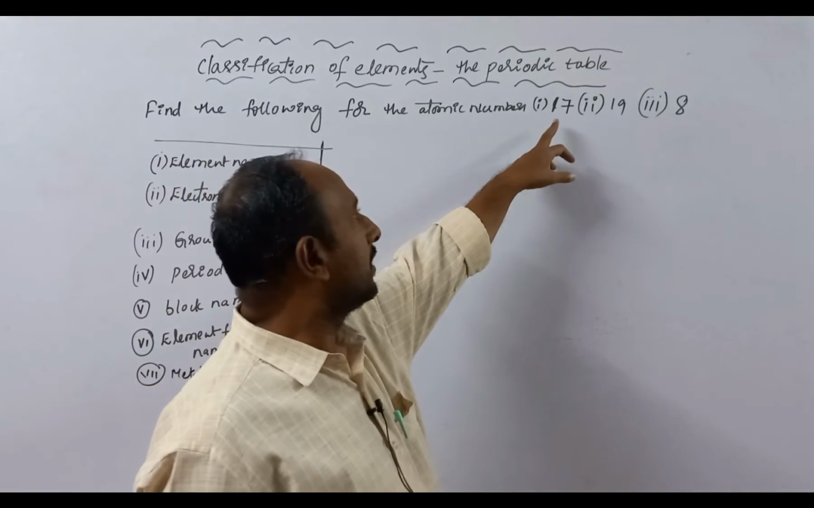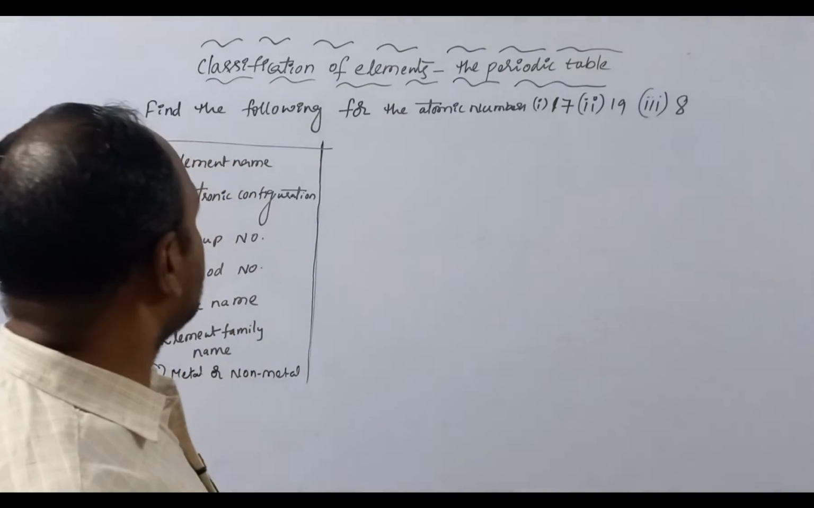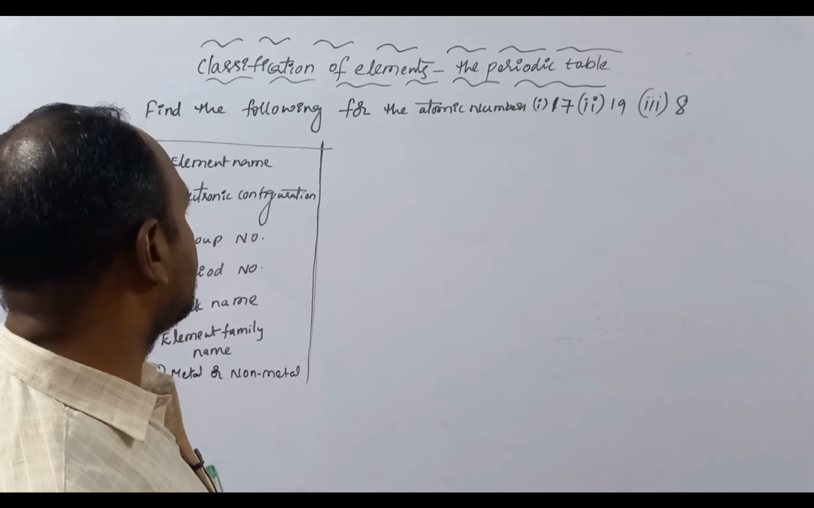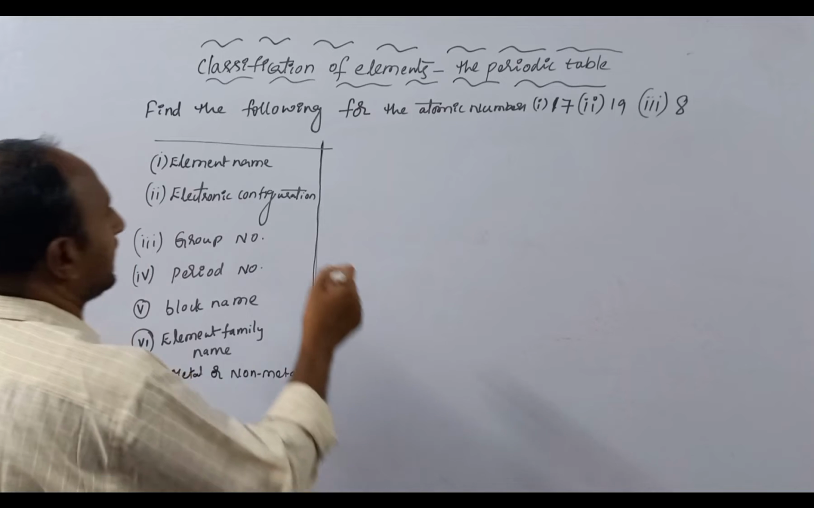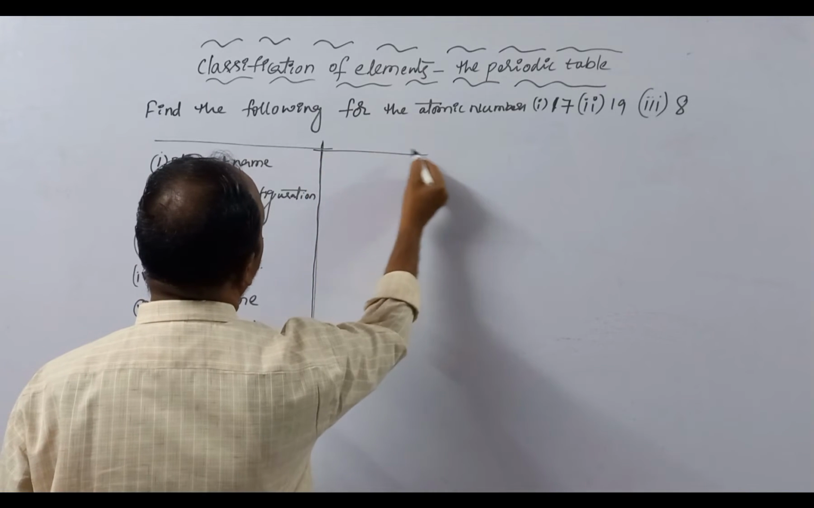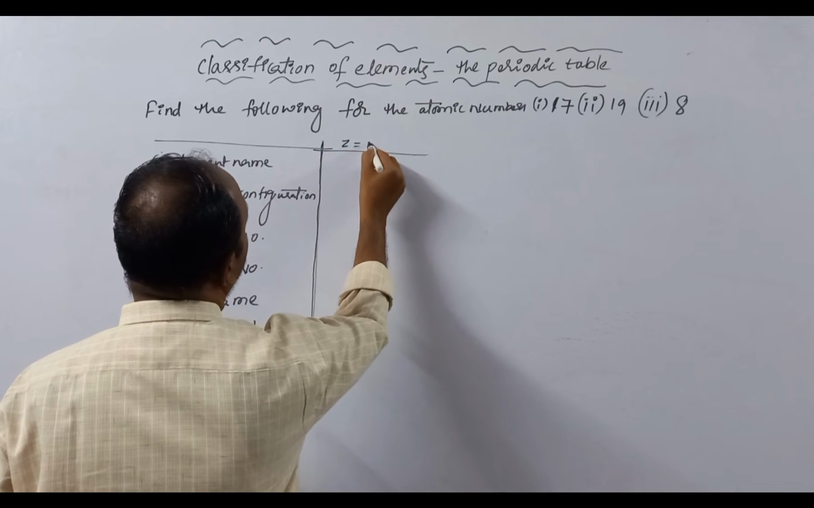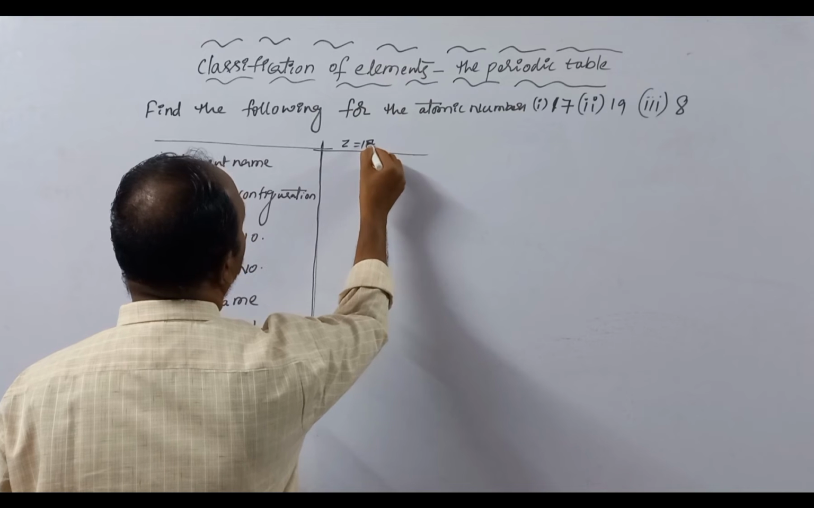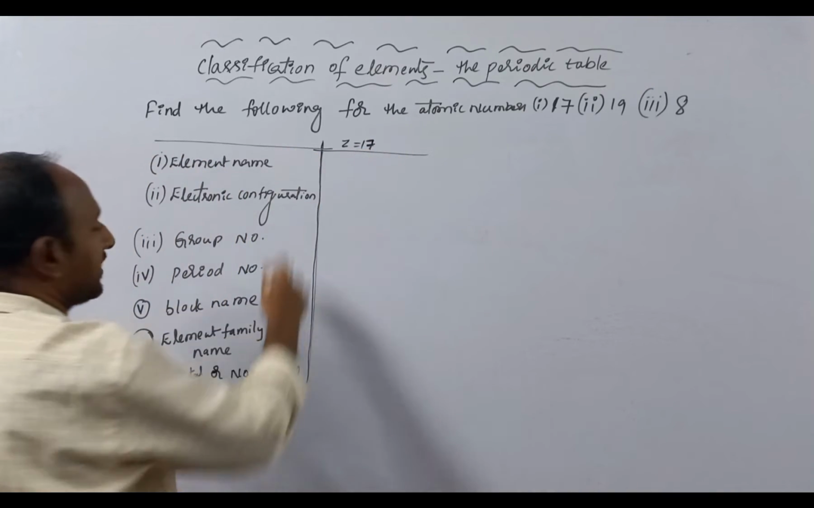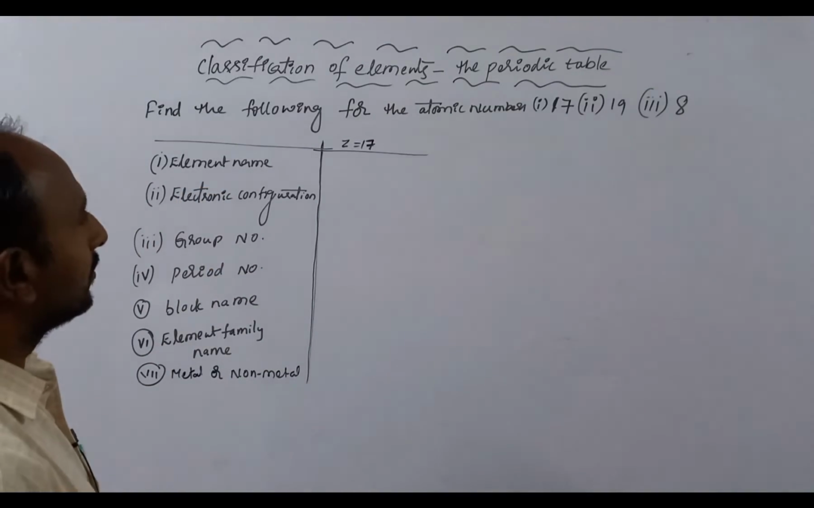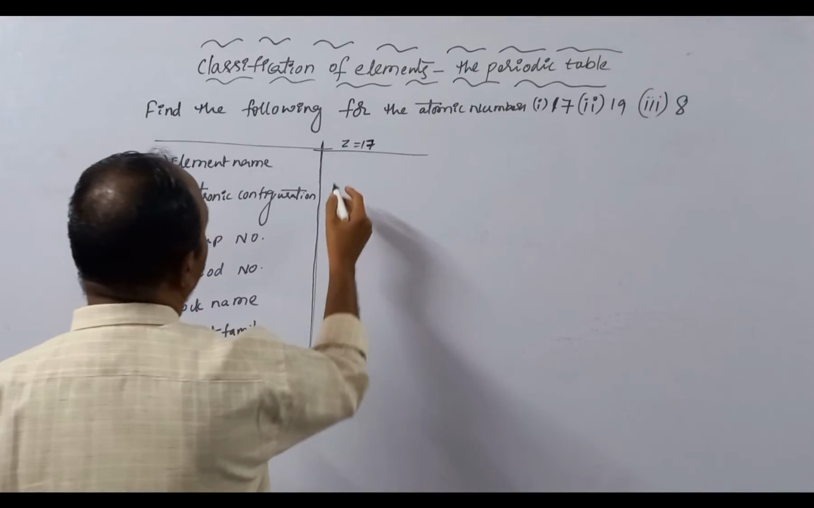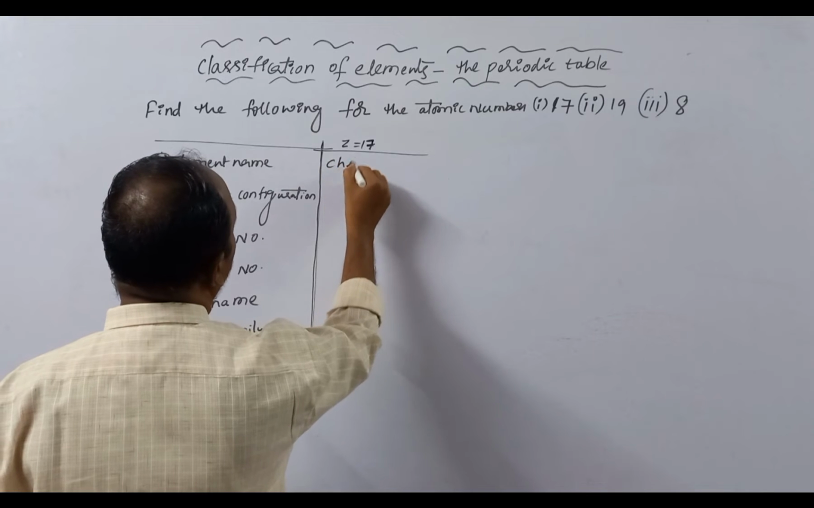This is a textual question topic in 10th class physical science, classification of elements in the periodic table. First, we are going to write atomic number 17 and its properties. What is the element name? For atomic number 17, the element name is chlorine.